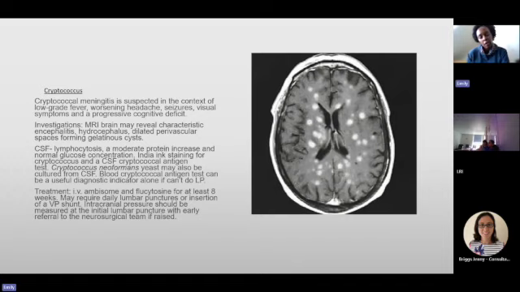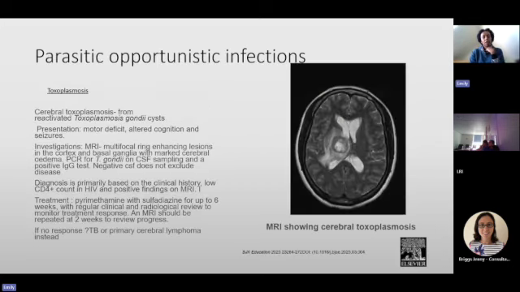If there's a challenge with ICPs, think of involving the neurosurgical team. Parasitic infections, as I said, toxoplasmosis. It could be multifocal, more than one, but in this case I'm showing one patient who looks like they have one space occupying lesion, which can sometimes be confused with a tuberculoma or a lymphoma. The presentation usually will be motor deficit, altered cognition and seizures.